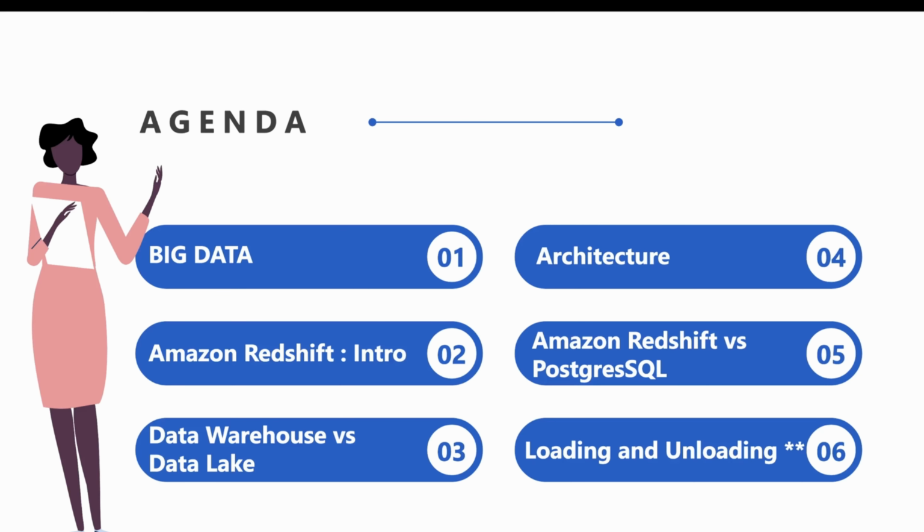So this playlist is going to be in 3 parts. In the first part we will see what is big data, what is Amazon Redshift, and what is the difference between data warehouse and data lake. And in the second video of this playlist we will see the architecture of Amazon Redshift and what is the key difference between Amazon Redshift and PostgreSQL.